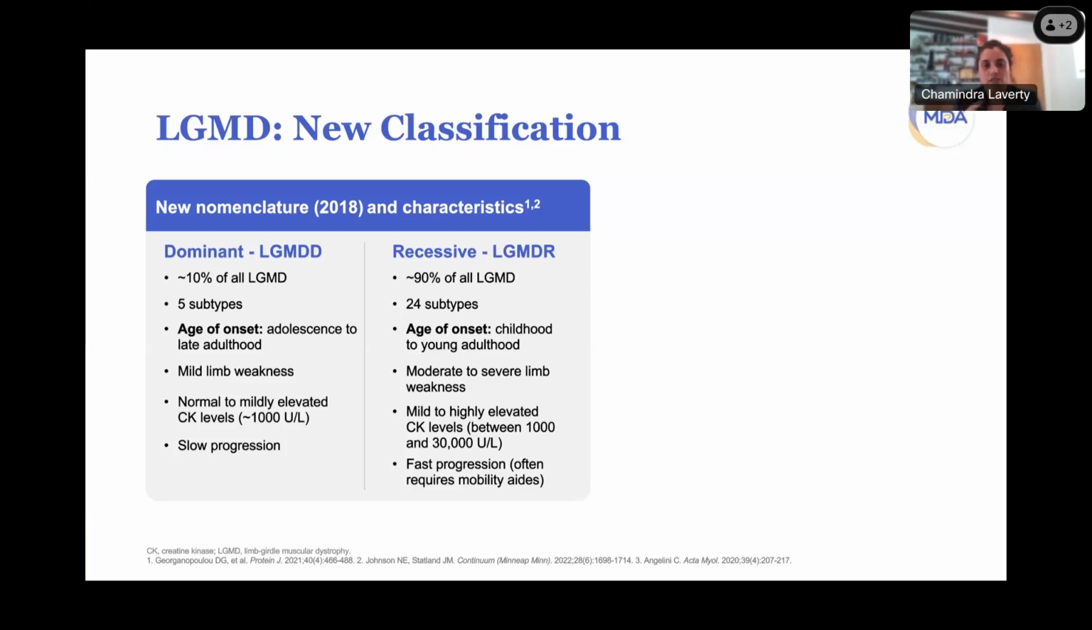So when the CK is multiple thousands, especially if it's over 10,000, think more recessive. For the dominant, it tends to be a little bit lower, in the several thousand to approximately 1,000. The recessive diseases progress at a much faster clip than the dominant, and often require mobility aids such as walkers and power chairs for mobility.